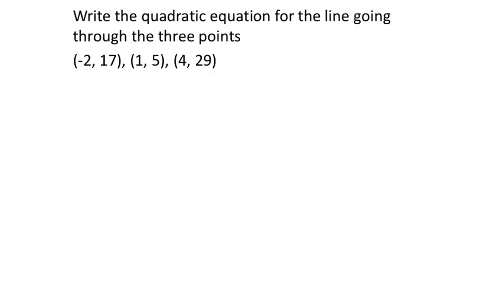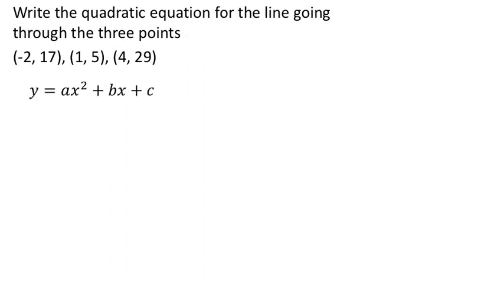So write the quadratic equation for the line going through the 3 points, negative 2, 17, 1, 5, and 4, 29. Now, I need 3 equations out of this, 1 for each ordered pair, by the way. And so we got to remember the standard form for our quadratics. Now, the first one, I'm going to make this equation red, because this is for the first ordered pair where the x is negative 2 and the y is 17. So, for y equals ax squared plus bx plus c, I know the y value is 17 right now, and I know that the x value is negative 2.